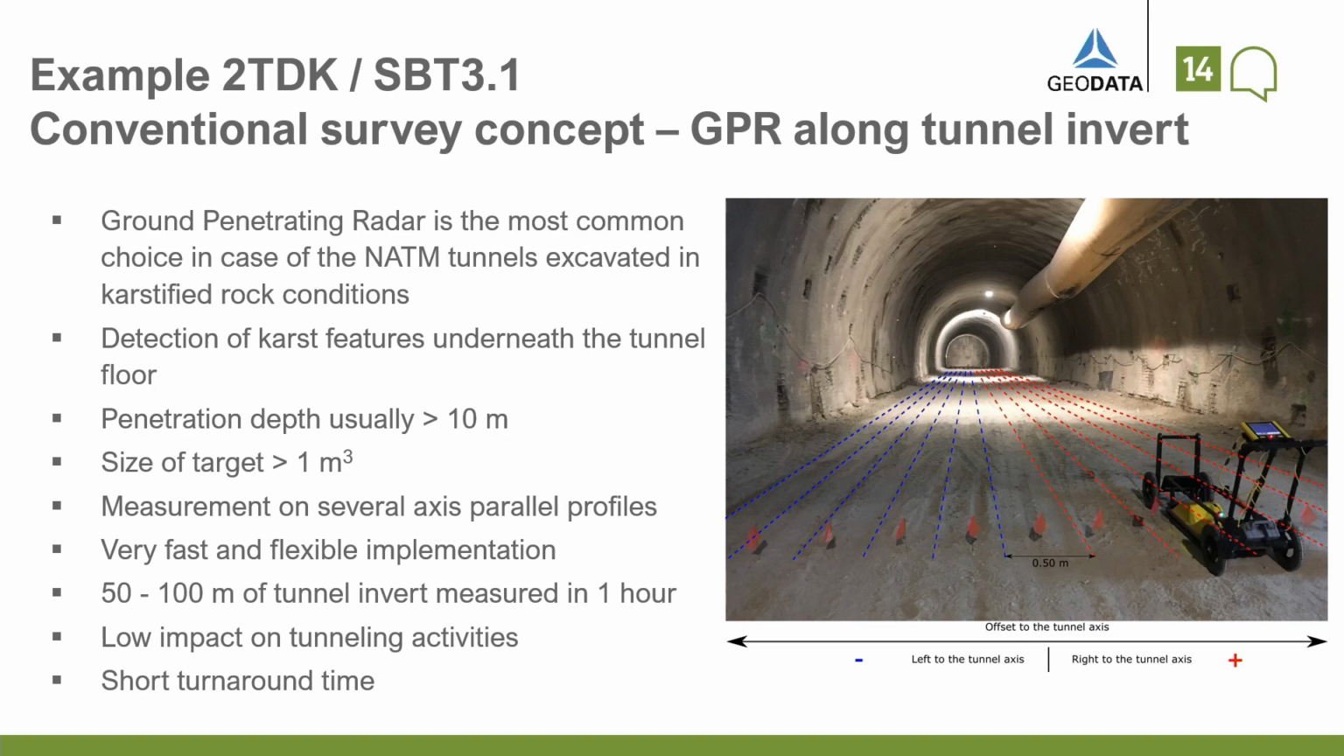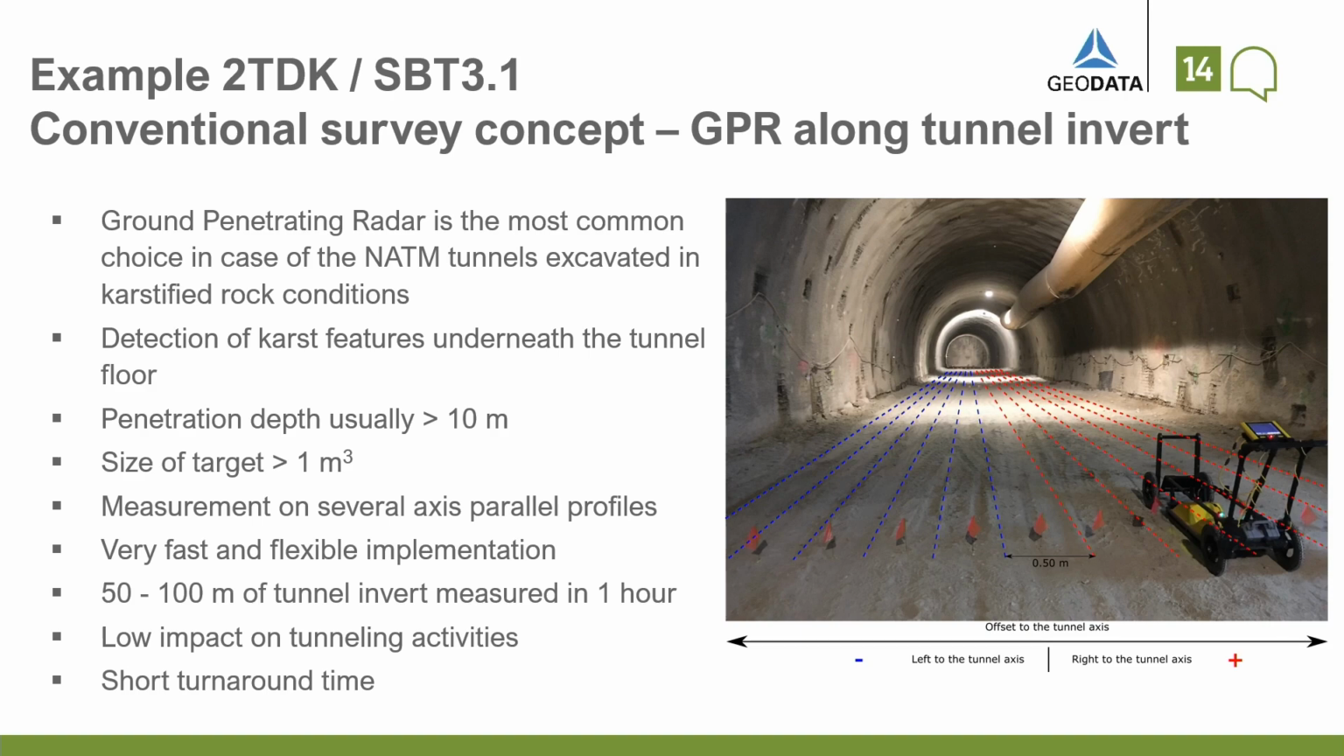The first example is a rather conventional concept that is applied on 2DK, but also in the Semmering Base Tunnel in certain sections where the tunnel crosses carbonatic rocks, where we deploy a ground-penetrating radar on the temporary tunnel invert. That is a common concept for many tunnels constructed using the drill and blast method, because the tunnel invert is open for at least a couple of days. It gives us the chance to do the measurement in an unreinforced tunnel invert.